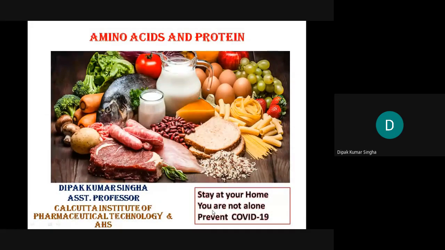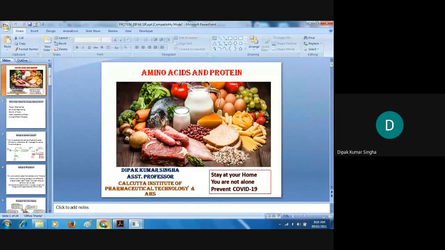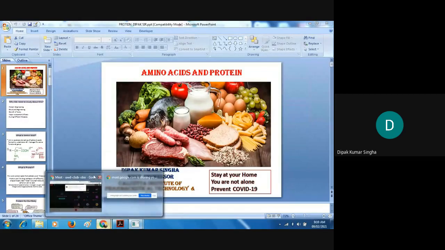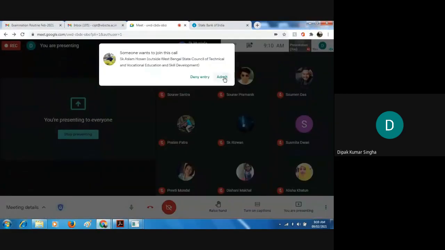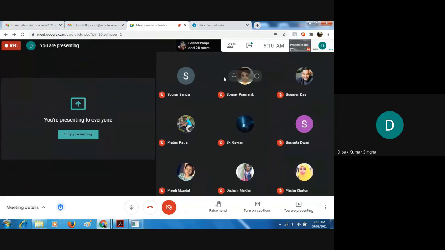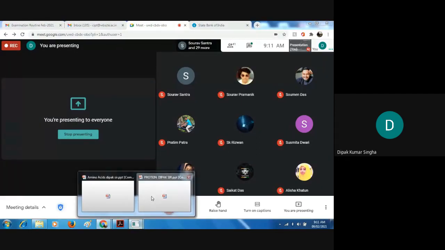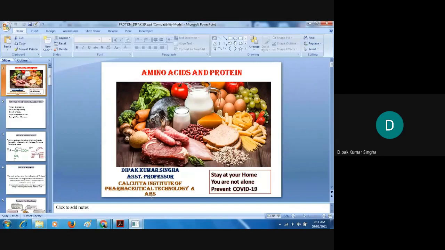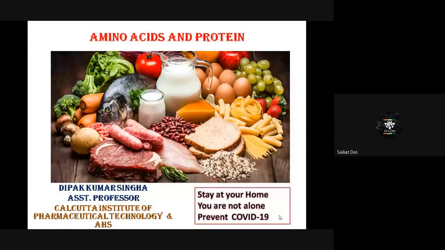Can see it. Join করতে করতে দিন কেটে যাবে. Join within 5 minutes, otherwise next time I cannot allow. দেখতে পাচ্ছ? হ্যালো? Yes sir, yes sir. Okay.